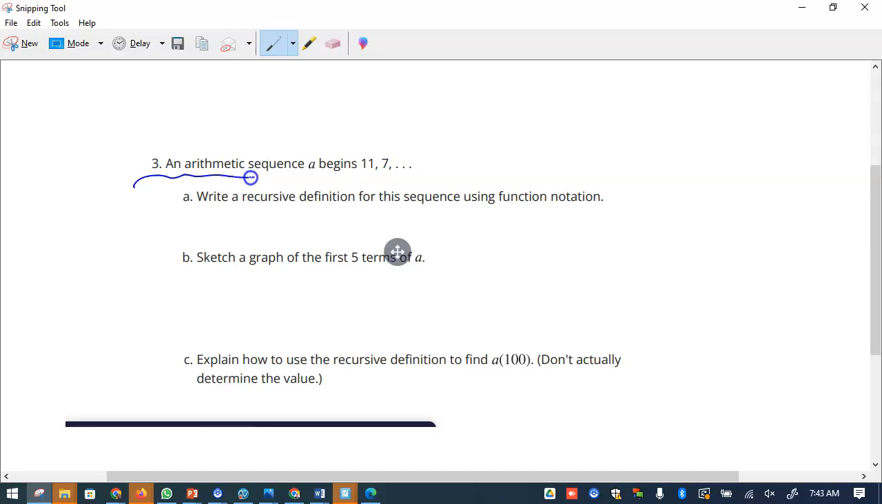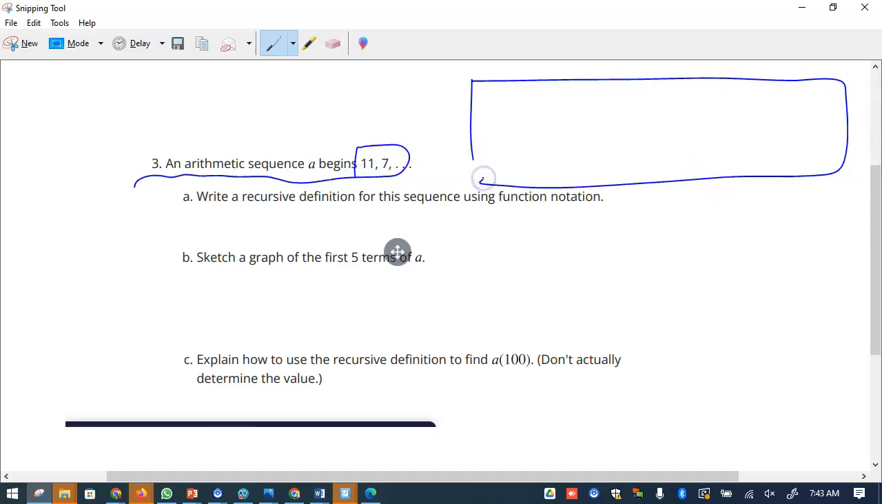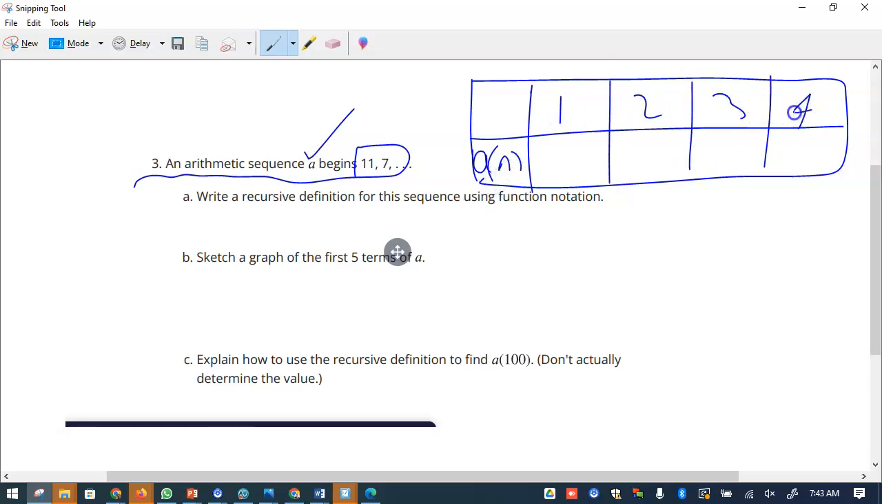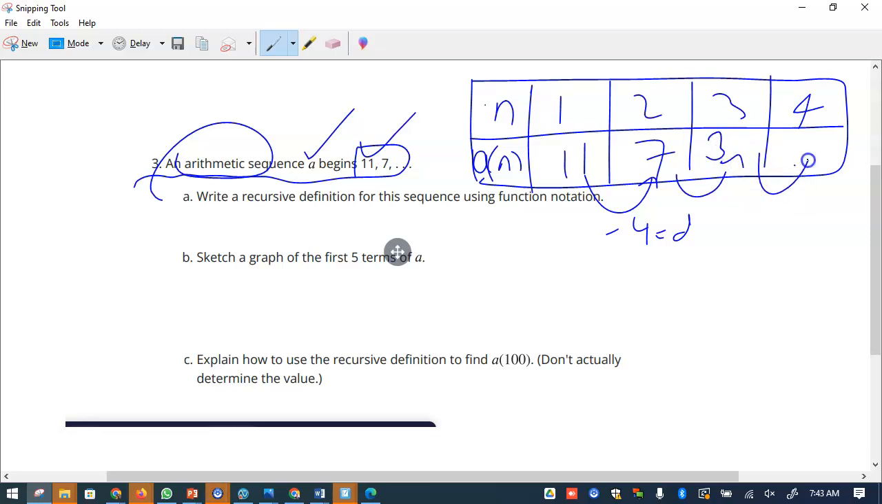So this is an arithmetic sequence. So 11, 7, again. Make a table, and now the sequence name is A, so I write A n, and 1, 2, 3, and 4. And this is n. So it starts with 11. So I'll write 11, then 7. It goes by 4, right? So it's an arithmetic sequence. So this is that d, and again goes down. So this will be 3, goes down. So each time you take away 4 and you get this.